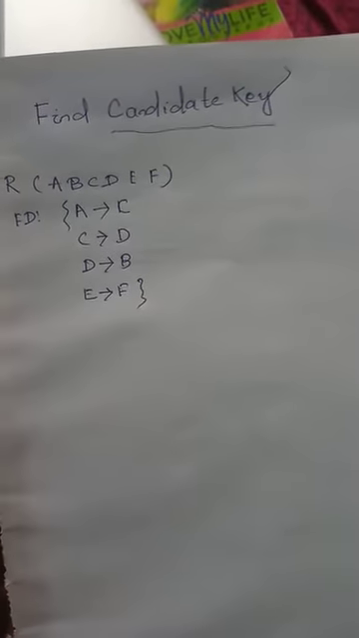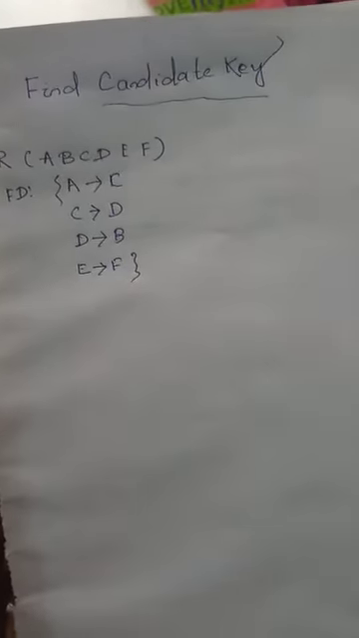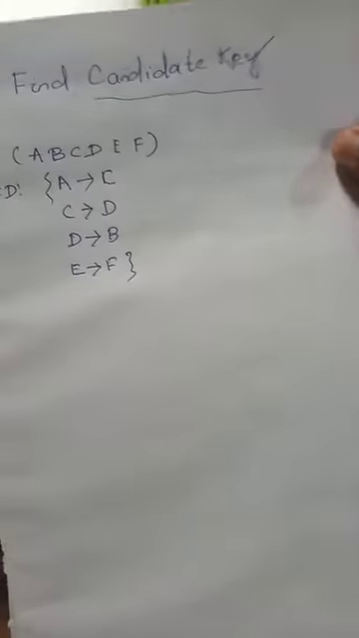Today we have to know how to find out candidate key in a relation. So before going to our topic, we have to know the closure of the attribute.